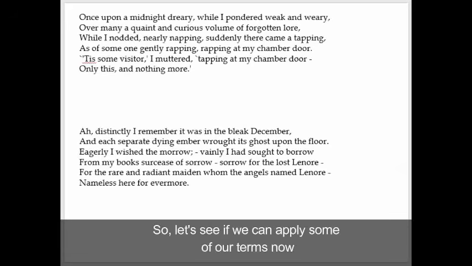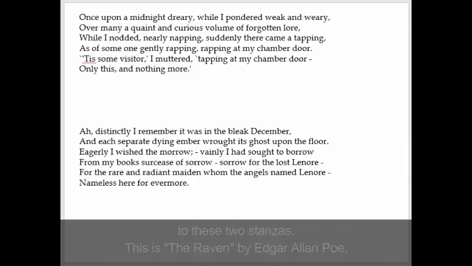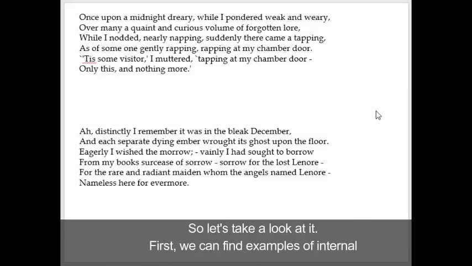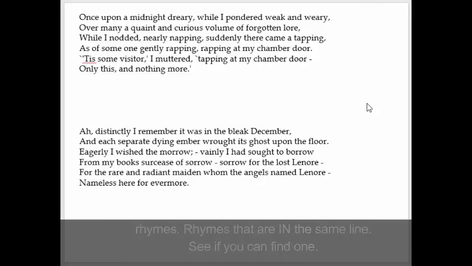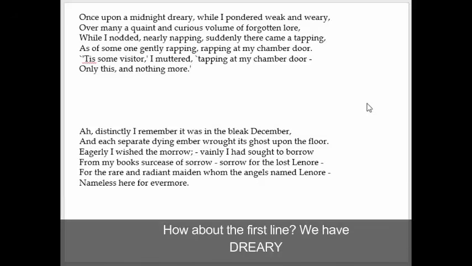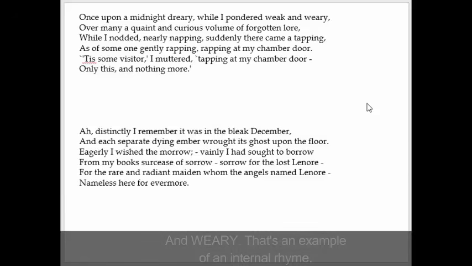So let's see if we can apply some of our terms now to these 2 stanzas. This is The Raven by Edgar Allan Poe, and let's take a look at it. First, we can find examples of internal rhymes, rhymes that are in the same line. See if you can find one. How about the first line? We have dreary and weary. That's an example of an internal rhyme.